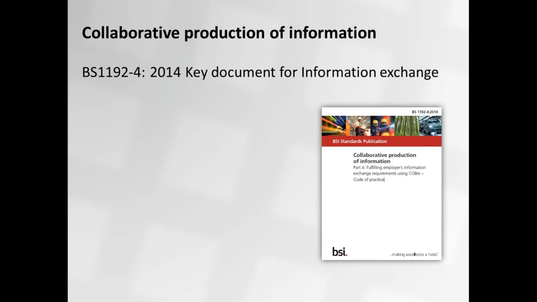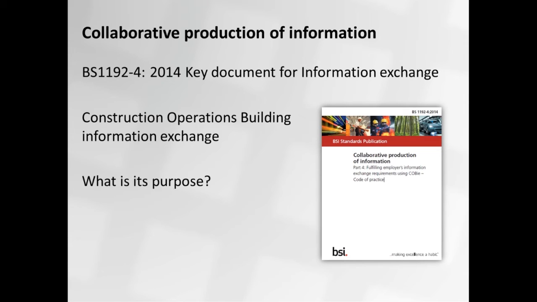So we have seen that this is the standard that we are looking at, collaborative production of information part 4, fulfilling employers' information exchange requirements using COBie. So this is the code of practice. This is a document that tells you how you should be using COBie to fulfill the EIRs. So to provide that information that the client expects at different stages. Okay? Is this clear for everybody?